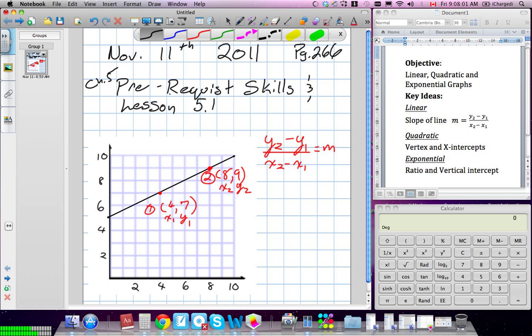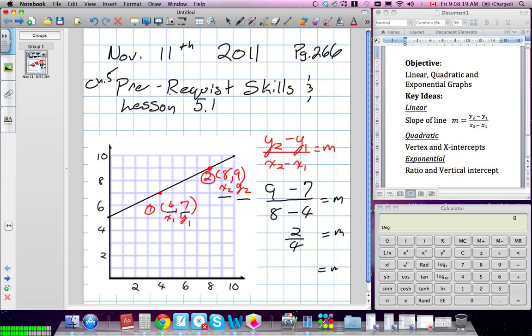y2 is 9. Subtract y1, which is 7. Divided by x2, which is 8. Subtract x1, which is 4. We end up with 2 over 4, which is a half, or 0.5. So the slope of this line, let's fix that half. The slope of this line is 1 over 2, or 0.5.